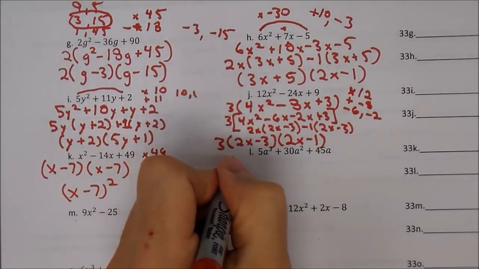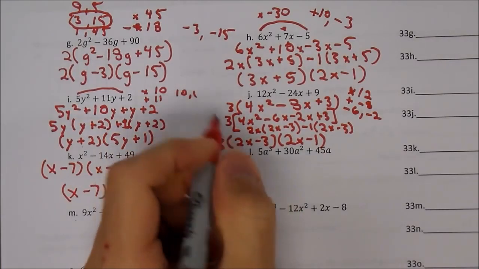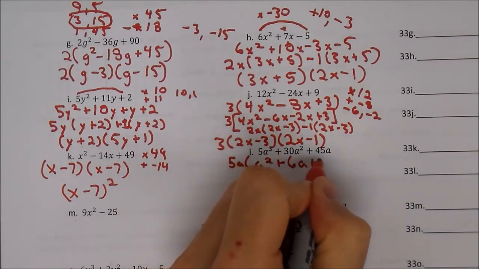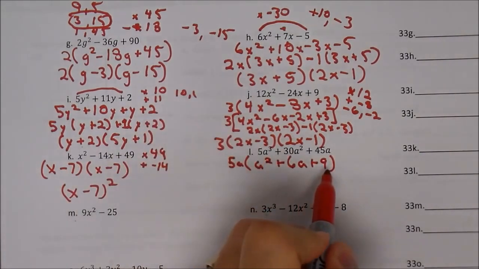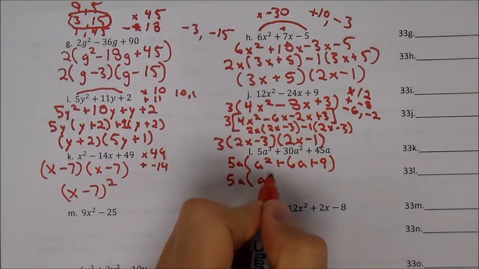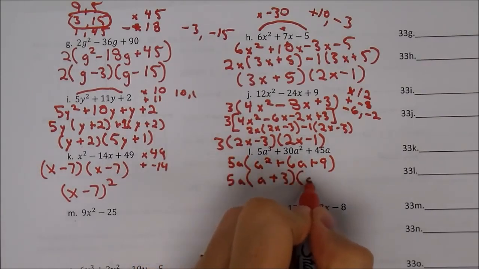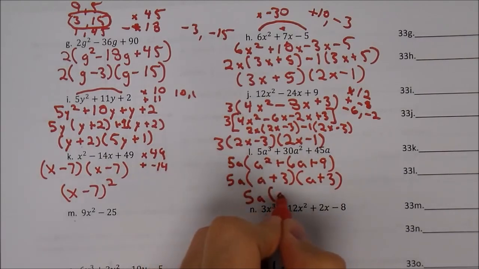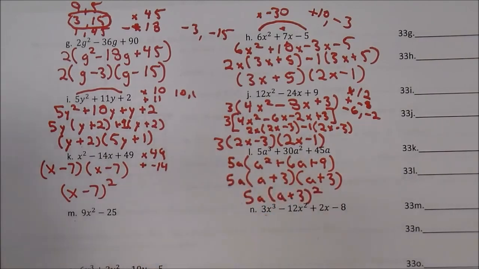For L, I'm going to factor out a 5a, because it's the common factor, leaves me with a squared plus 6a plus 9. Multiply to 9 adds to 6. That's going to be 3 and 3, so I could go a plus 3, a plus 3, or just write it as 5a times a plus 3 squared.